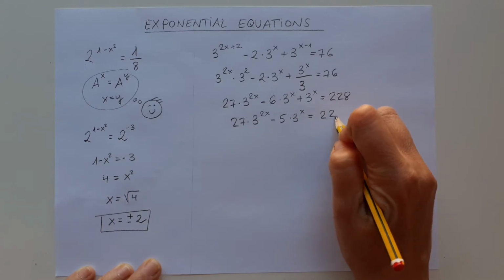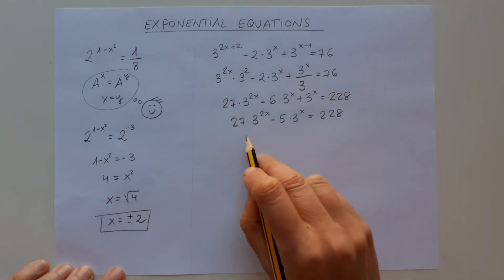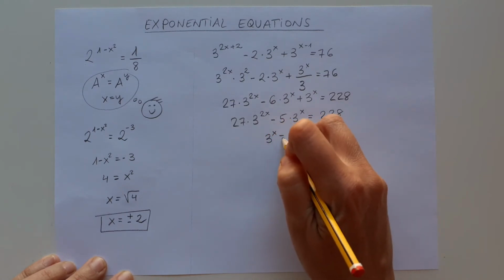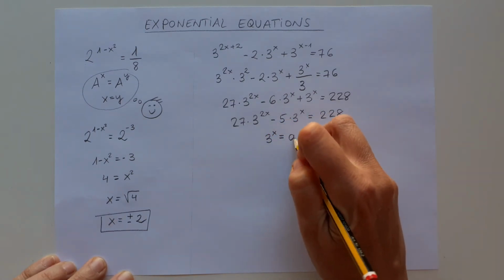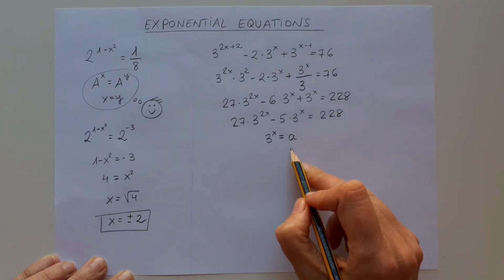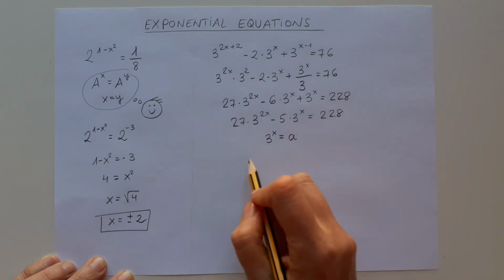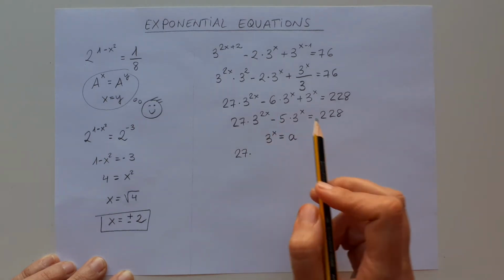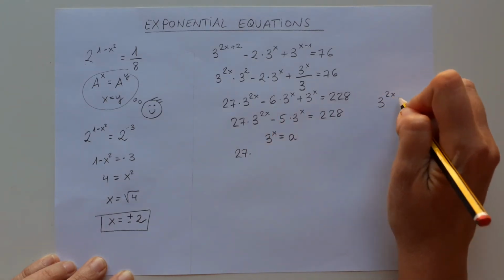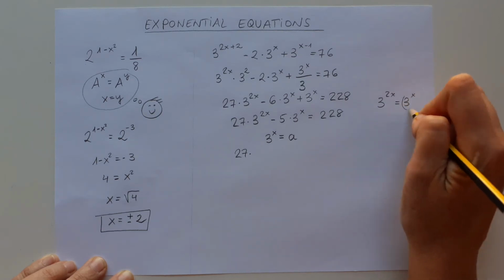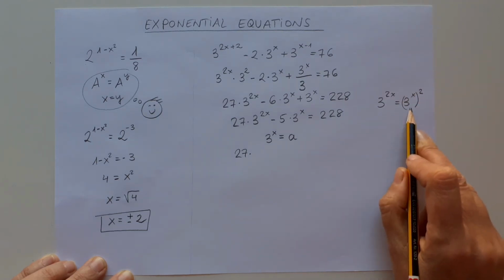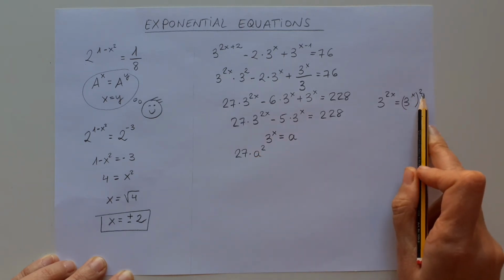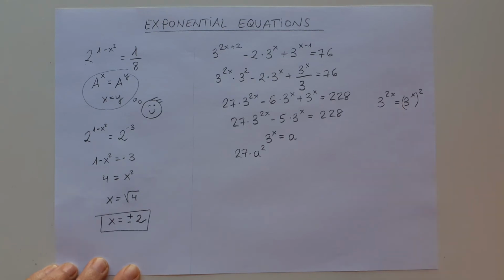And this is 228. Now we are going to change the variable and we are going to call 3 to the power of x, let's call it a. We are going to rewrite our equation now and we would have 27. This is like 3 to the power of x squared, right? Because this is the same as this. So in this case, I can write that this is 27a squared because this is a and squared. And this is the same as this, remember.